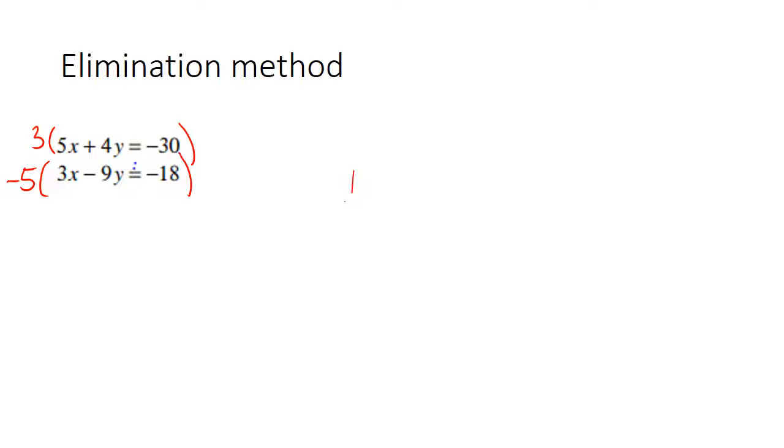Now, once again, you could do the opposite. You could multiply the top by negative 3 and multiply the bottom by 5. Either way, you should get the same answer. All right, so when I multiply 3 to everything on top, I end up with 15x plus 12y equals negative 90. All right, so that's the top equation.